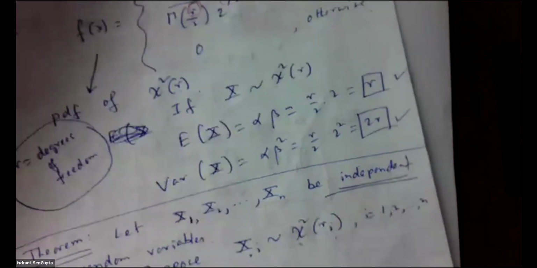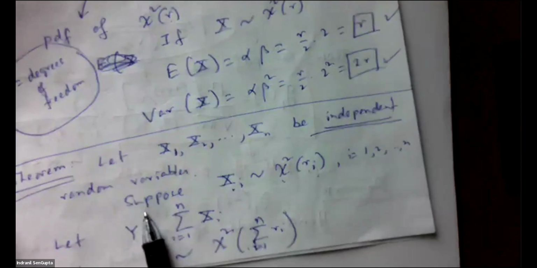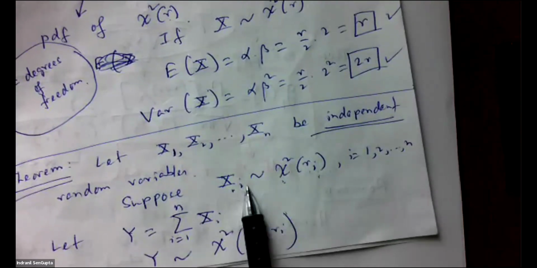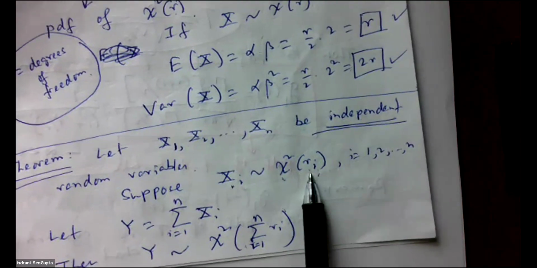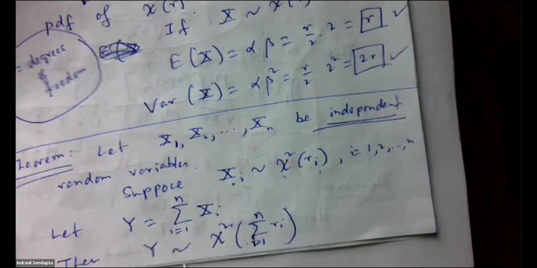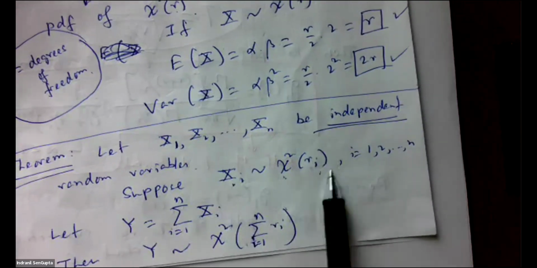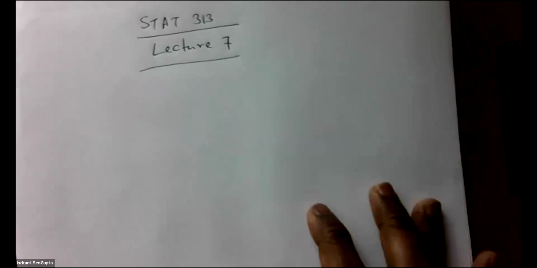Also, if we have independent random variables, each of those following chi-square with certain degrees of freedom, then their sum follows a chi-square with the sum of the degrees of freedom. So that is another result we mentioned there. Now, based on this, we are ready to consider some tests for chi-square.